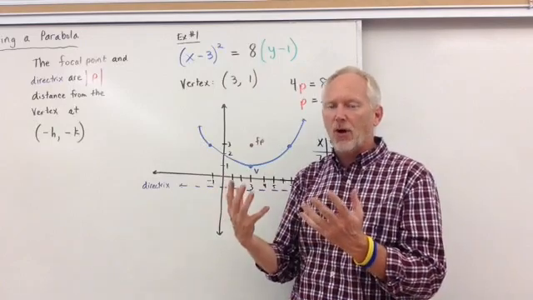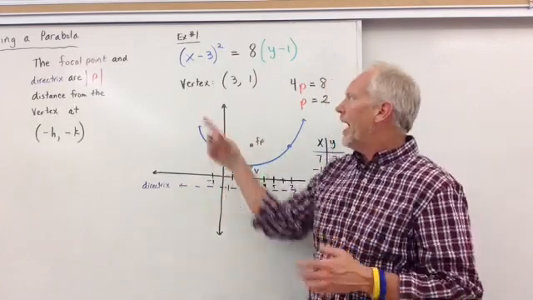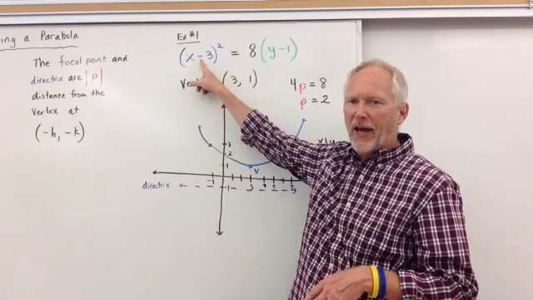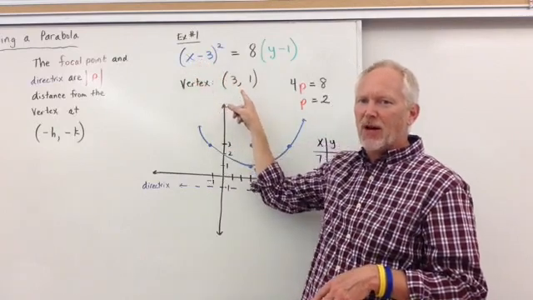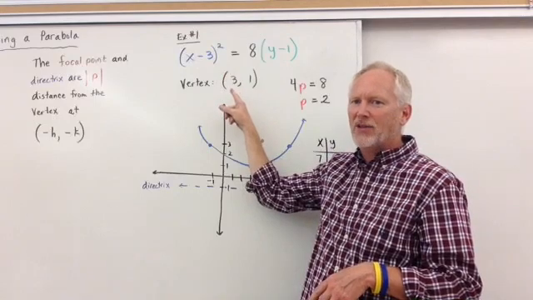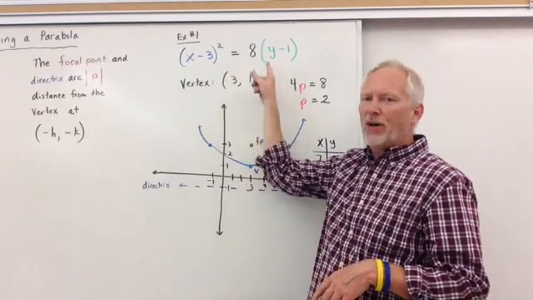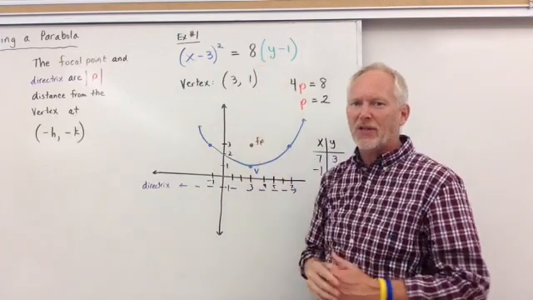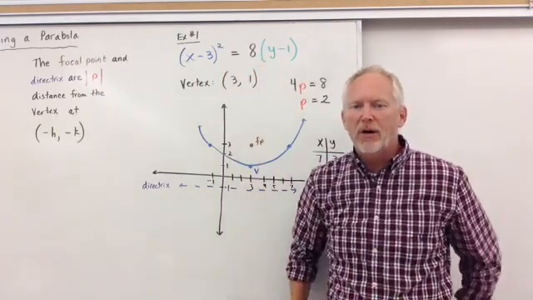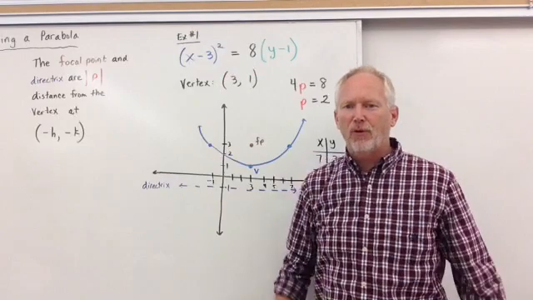Our vertex, or our center here, will be at the opposite sign of x. So this is x minus 3, so I'll take the opposite sign, and the vertex will be at positive 3. The y value is at negative 1 here, so I'll take the opposite sign, and so we'll see that (3, 1) is where we have our vertex.